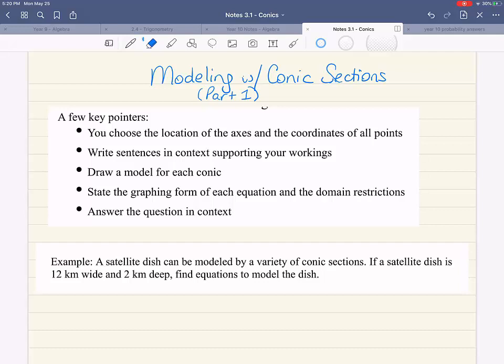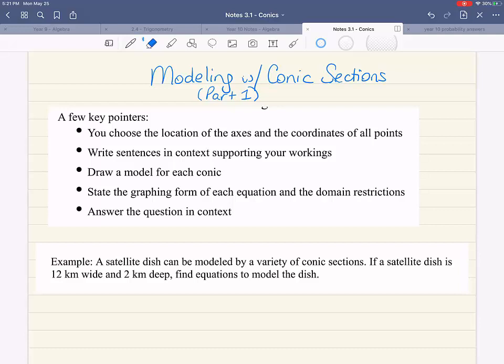So let's talk first of all about a few key pointers you need to know about the modeling and what is important on your assessment. First of all, you're going to be given a real-world scenario, and you get to choose the location of the axes and the coordinates of all your points. So I'll talk about that as we do the first problem so that you have an idea of how to make your workings work best for you and not be too tedious.